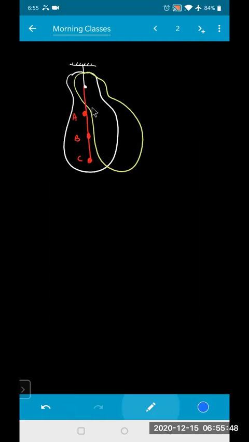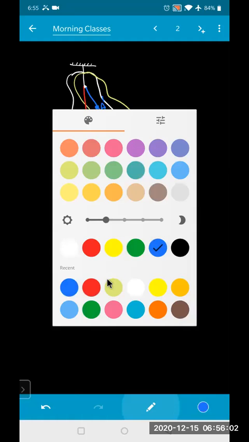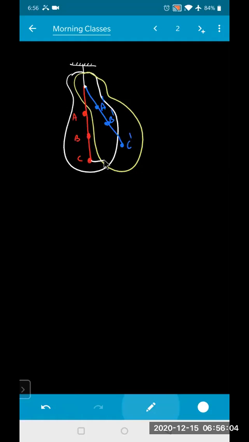When the particle goes from here to here, the line will come here. This will be your C, this will be B, and this will be A, and this will be A dash, this is B dash, this is C dash. So C has traveled a distance from here to here, C to C dash. B has gone from B to B dash. A has gone from A to A dash.